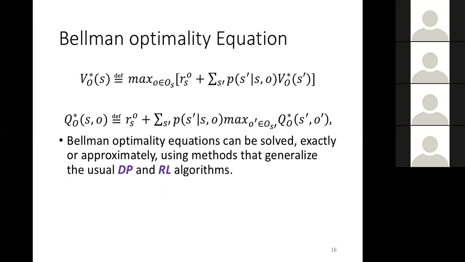And now we introduce the Bellman optimality equation of the option model followed by the SMDP. The Bellman optimality equation can be solved exactly or approximately using methods that generalize to the usual dynamic programming or reinforcement learning algorithms, such as Q-learning.